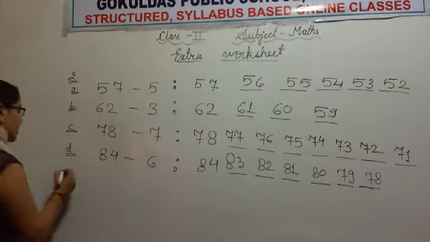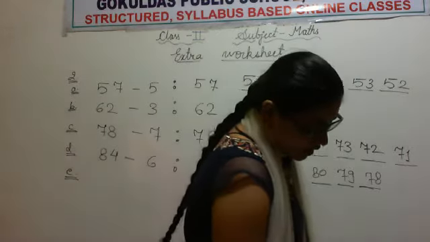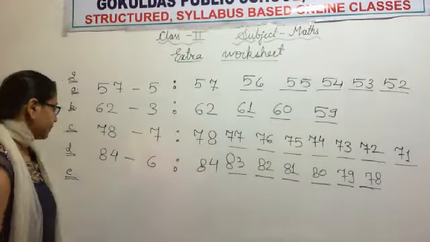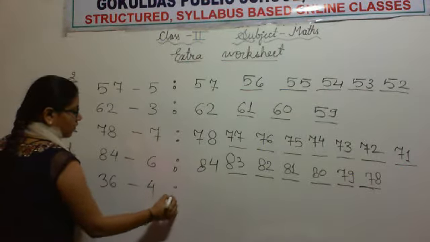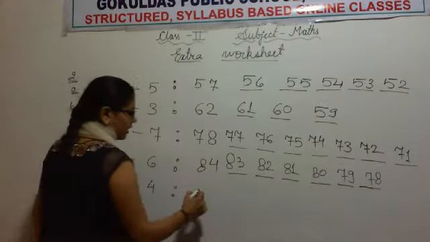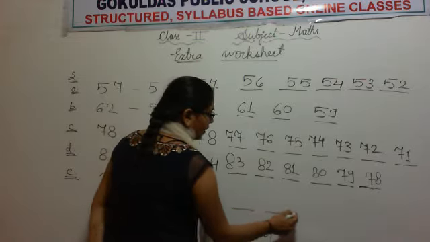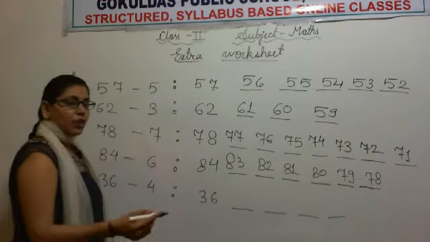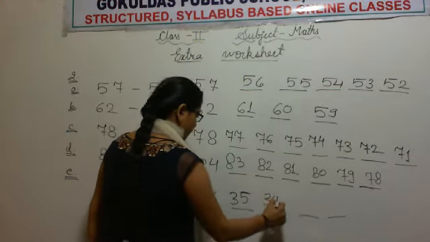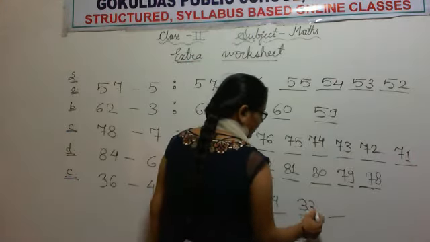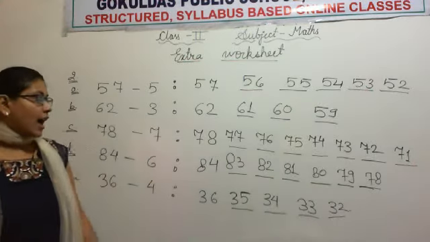Okay, students. Now the last one, part E. 36 minus 4. So let's start from number 36. Minus 4 is there. So let's make 4 blank places. Now start counting backward. 35, 34, 33 and 32. As we stopped at 32, it means 32 is our answer.